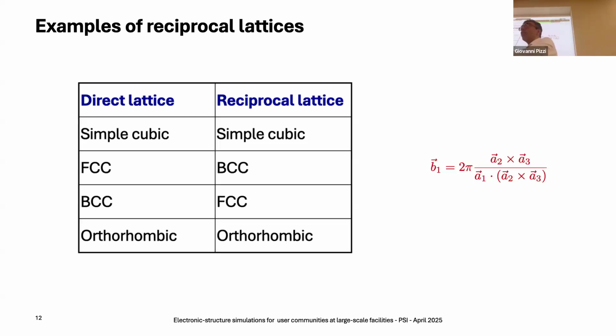If the lattice is orthorhombic, also the reciprocal lattice is orthorhombic, so the angles remain 90 degrees. But if the angles are not 90 degrees, then the angles in real space and in reciprocal space are not the same. You have to compute this using these formulas, and you can easily verify these relationships.